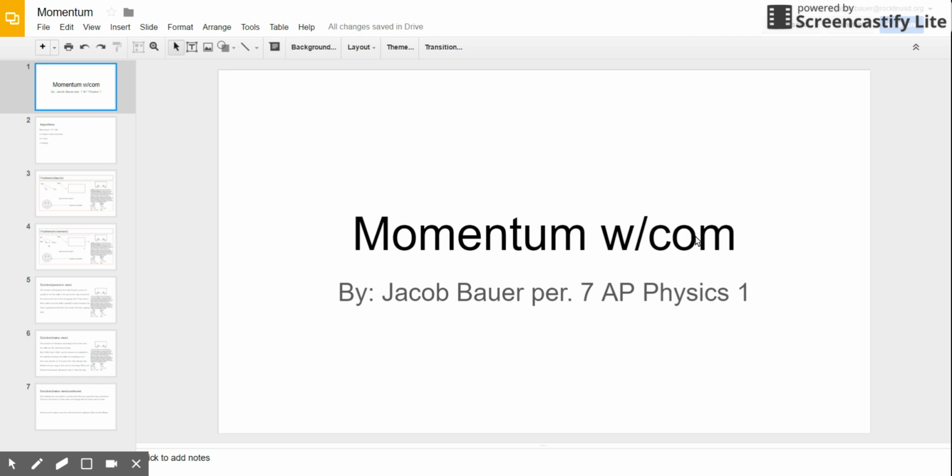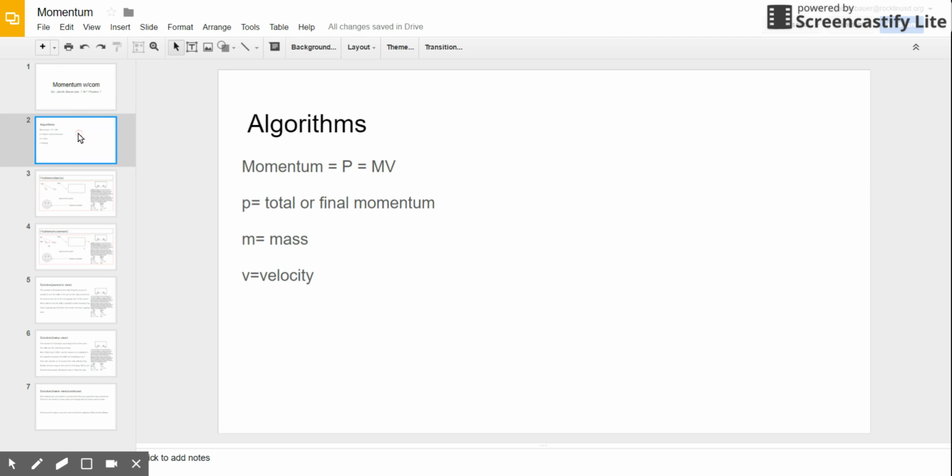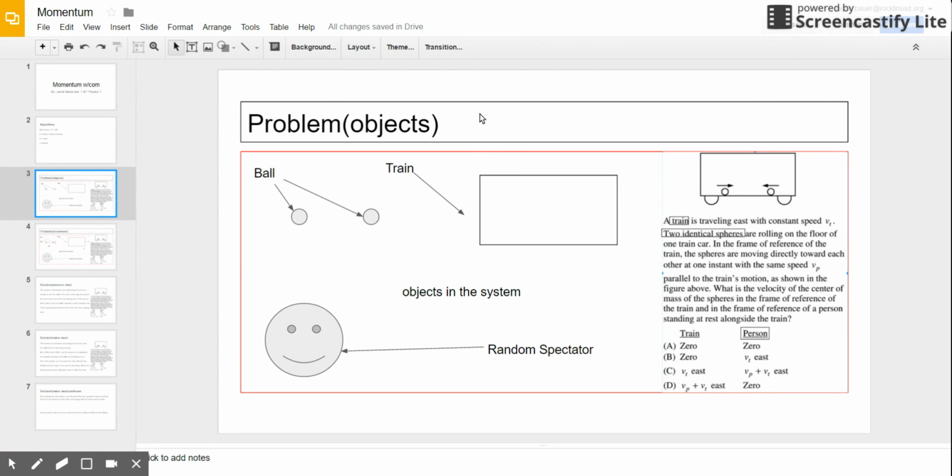This is momentum with COM, or center of mass. The algorithm I will use is P equals mv. P is the total or final momentum, m is the mass, and v is the velocity. Now let's look at some of the objects in the system.